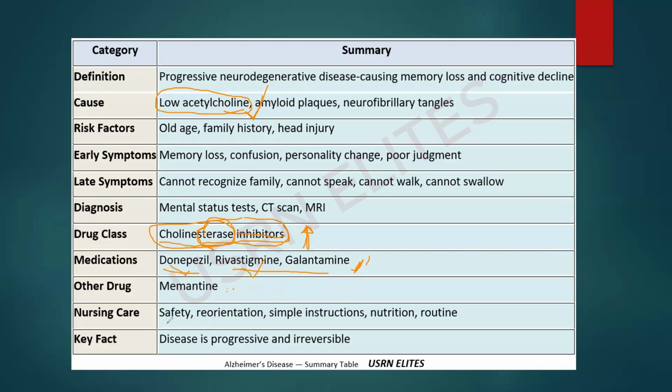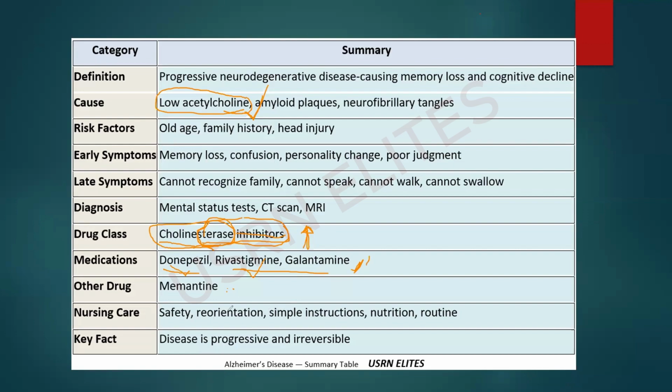So how do we care for them? Looking at all this, because they have memory loss, confusion, personality changes, at a point in time they even do not recognize their family. They cannot walk. They can lose their way wherever they are going. So the main concern is safety, and you keep on reorienting them.